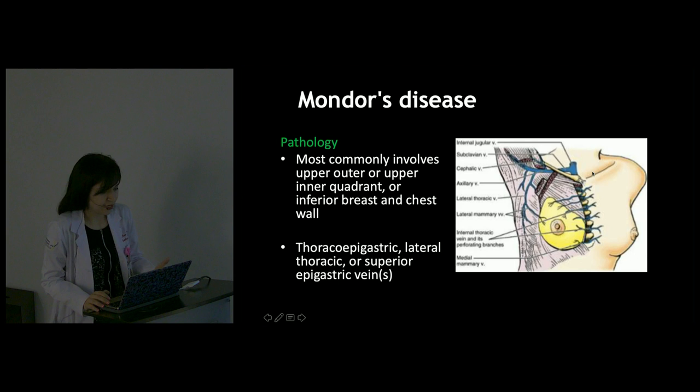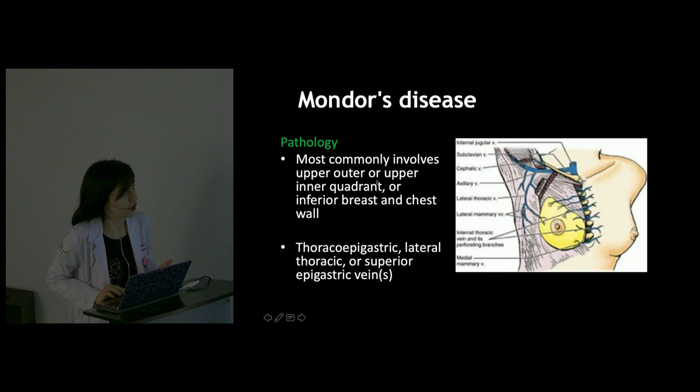Mondor disease most commonly involves the upper outer or upper inner quadrant or inferior breast and chest wall, and also the thoracoepigastric, lateral thoracic, or superior epigastric veins, which involves thrombophlebitis of the superficial veins.